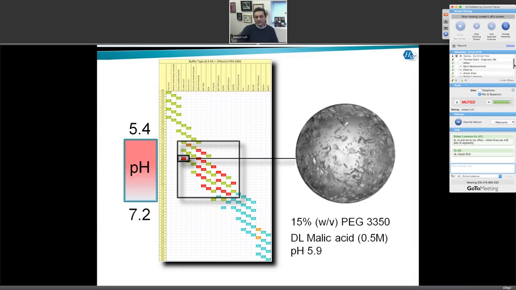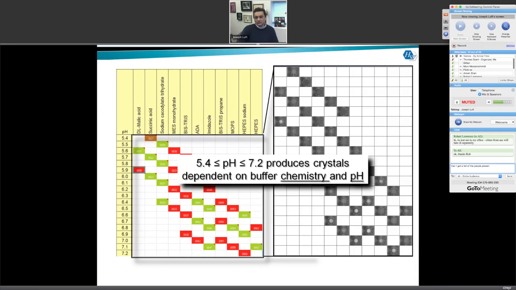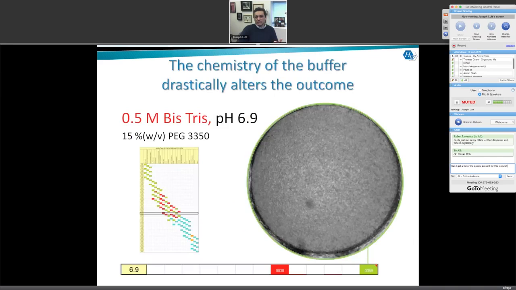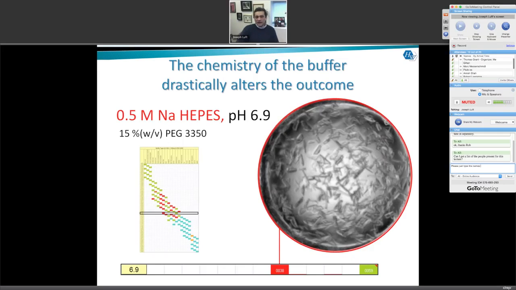But now when we zoom in and look at a pH range of 5.4 to 7.2, what we're seeing are, and unfortunately this isn't distinguished, a combination of large single crystals and nanocrystals that appeared. Okay? And these are dependent on both the pH of the solution and the chemistry of the buffer type. So if we look at this particular outcome, this is pH 6.9 with this Tris buffer. You're getting these nanocrystals, and at pH 6.9, the only thing that changes is now we're using this sodium HEPES buffer, and we're getting larger single crystals forming.